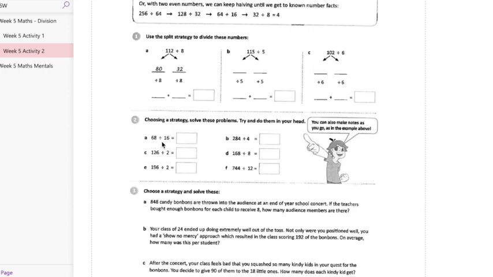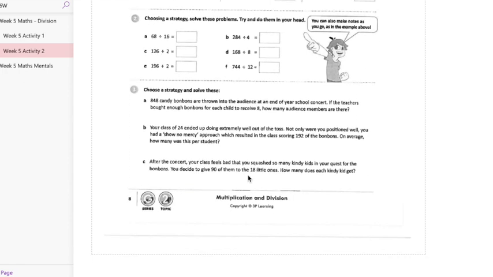And you're going to try and complete these sums. So 68 divided by 16, you're going to complete that equation and answer that in that box. You've got 6 to complete here. And again, choosing another strategy, you're going to answer these word problems. Once again, word problems require word answers.